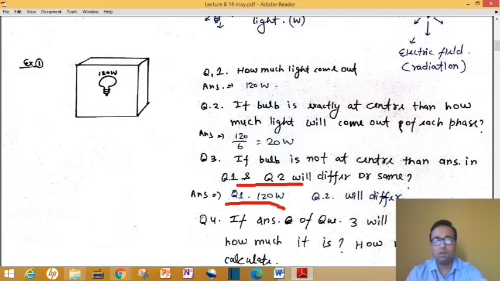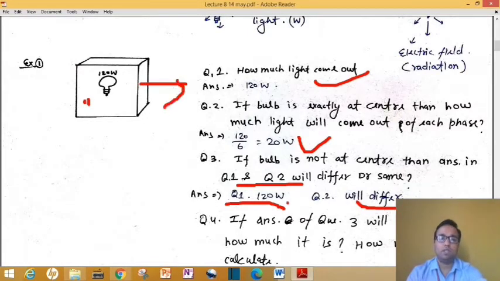So for question 1, the answer will be 120 watt, meaning the total light that will come out is 120 watt. Still, if your bulb is placed at the second position, your second answer will differ, meaning the light from each face will not be the same. This will be different. How much it will be, we have to learn in this lecture: how much light will come out in different situations. So what is our next question? Try to understand.